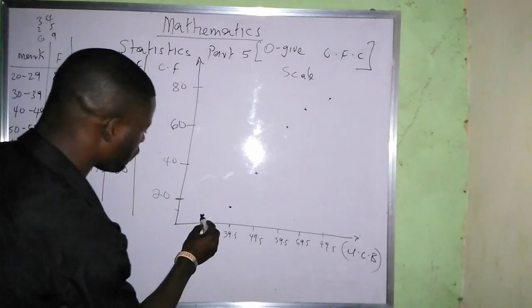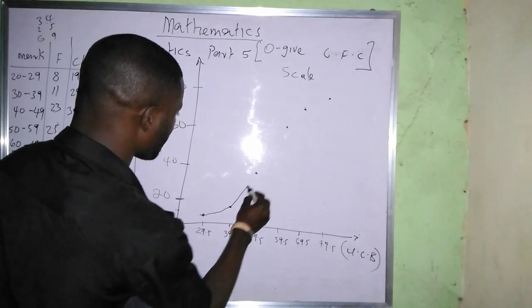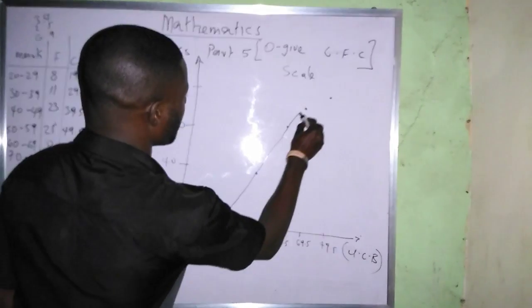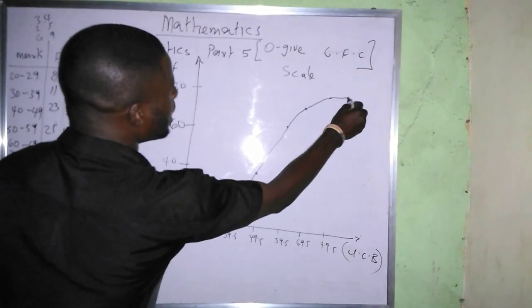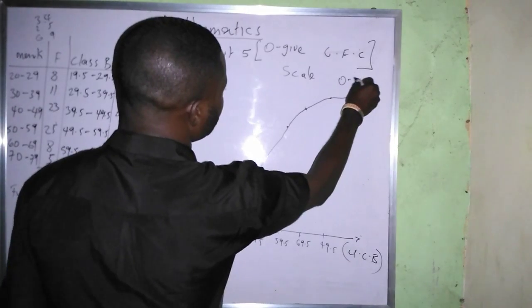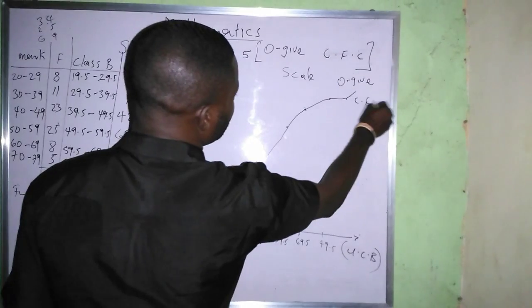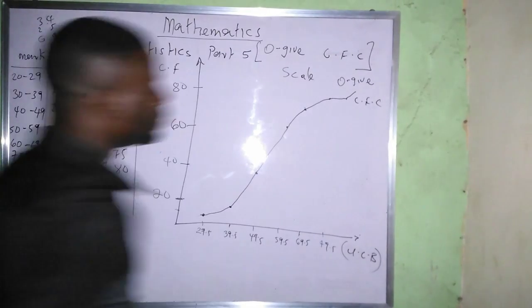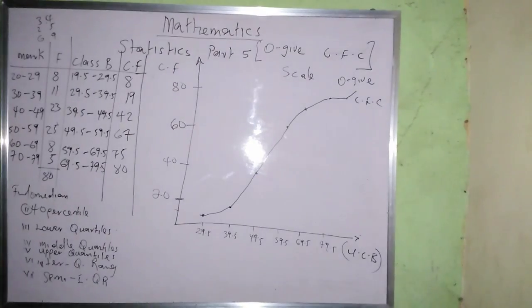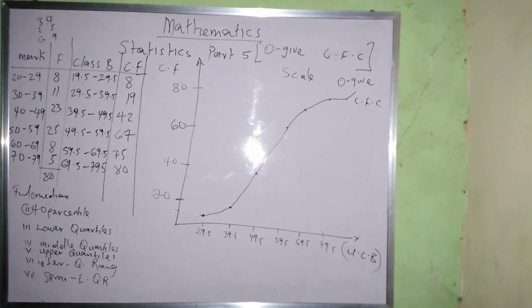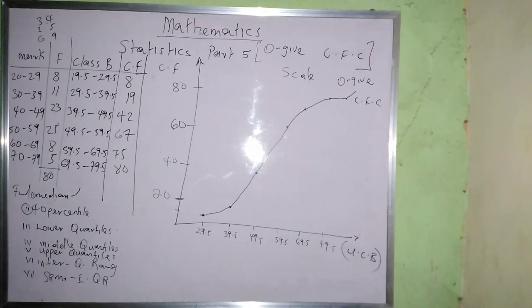I will now make my curve. This is called an ogive, or cumulative frequency curve. By having this, I want to achieve, number one, my median. How do I achieve it?